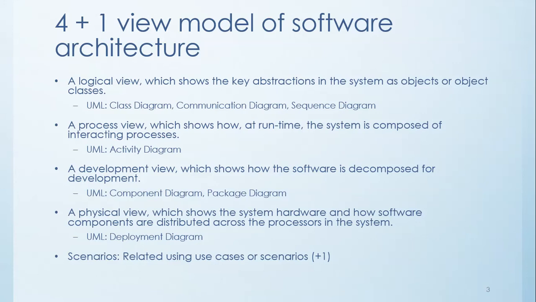So the first kind of view that people come across is what you call the logical view, and that's the key abstractions in the system as objects or object classes. So that's like class diagrams, communication diagrams, and sequence diagrams if we're talking UML. And I'm just giving the example from the Unified Modeling Language since that's one of the more popular ones. Again, you could go and find similar type views from SysML or SDL or any other modeling language.